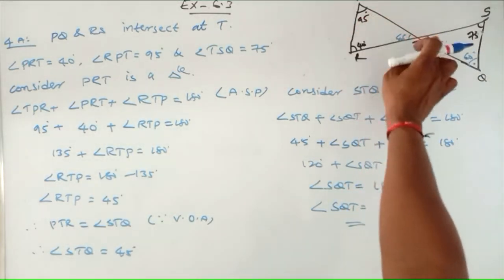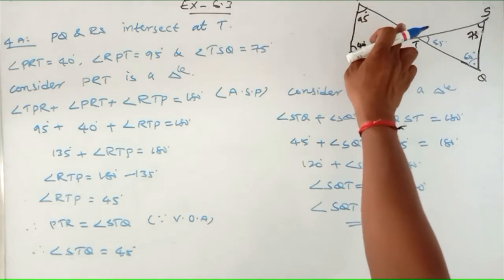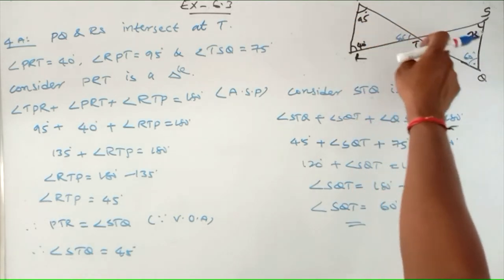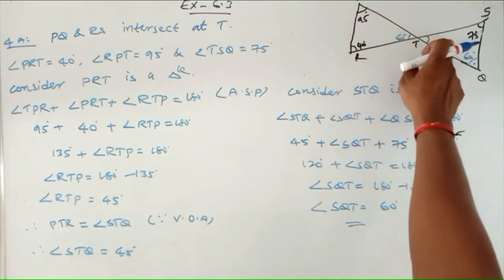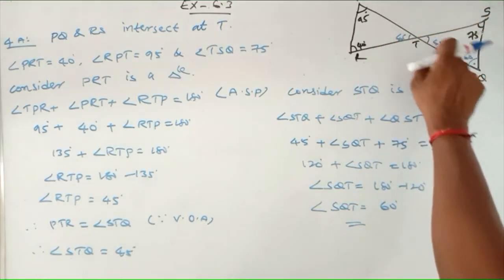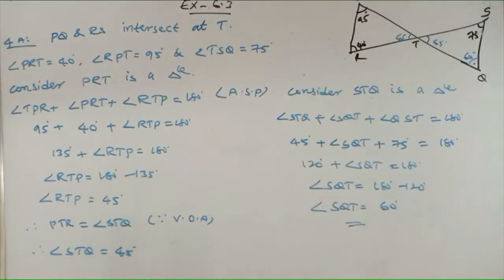So here I am considering these two triangles. By angle sum property, I am going to get the value of 45 degrees, and these two are again vertically opposite angles because these two lines PQ and RS intersect. So these angles are equal. Again by angle sum property, I am going to find the value of angle SQT.